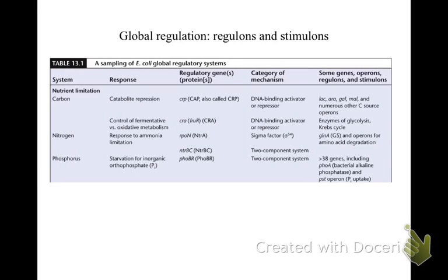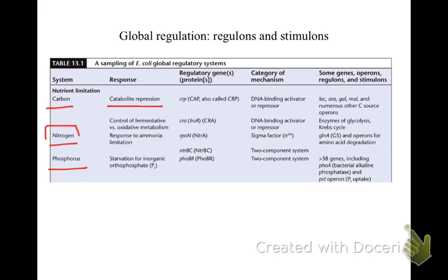Cells use global regulatory systems to monitor and regulate what's happening with regard to nutrients that they need. The main nutrients that cells are looking for include carbon, nitrogen, and phosphorus. We've already talked about carbon, mentioning the catabolite repression system, which allows a cell to determine whether or not glucose is present and repress the use of other carbon sources until the glucose is exhausted.